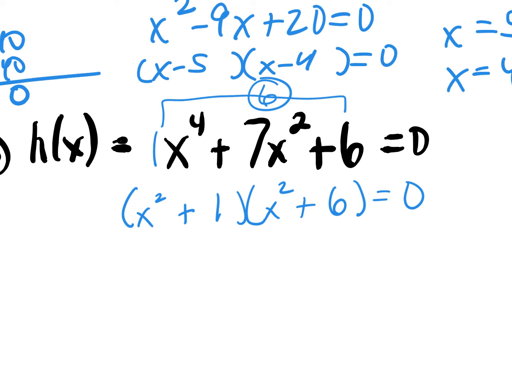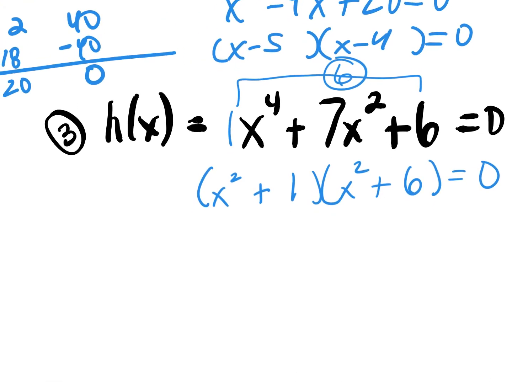Wouldn't it be minus 1 and minus 6? No, because we want a positive 6 when we multiply, but a positive 7 when we add. So positive 1 and positive 6 will give me a positive 6 when I multiply, but a positive 7 when I add. I was thinking of that. That's okay. That's right.